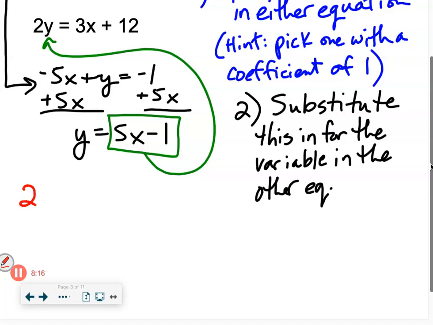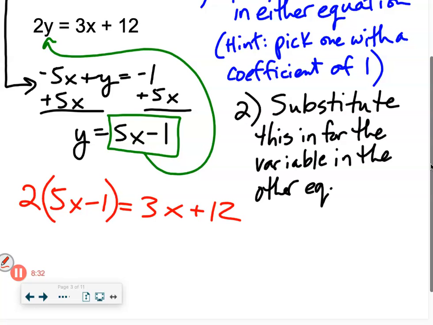By the way, if I put 5x minus 1 equals 3x plus 12, what does the 5x minus 1 have to go in? Has to go in parentheses. Do not forget the parentheses. So every time you solve by substitution, you're going to be putting parentheses. Now you have one equation with one variable, and you can solve for x.